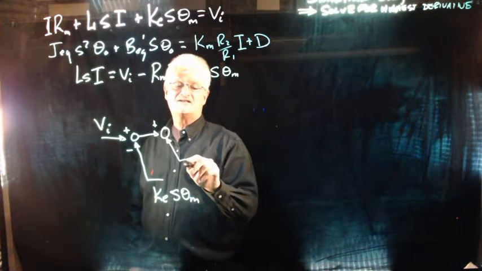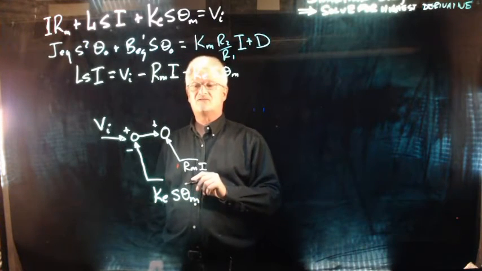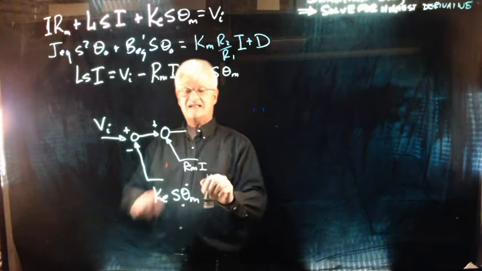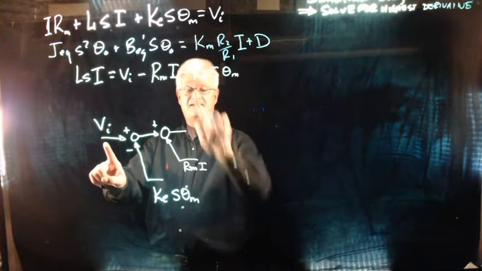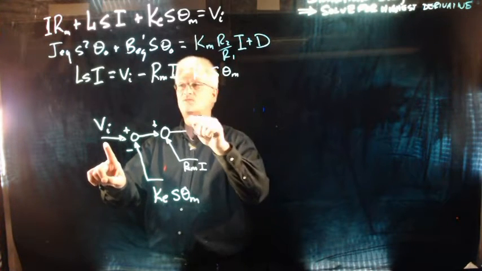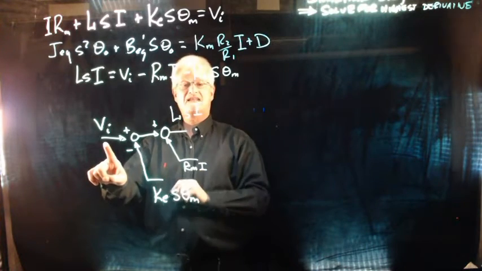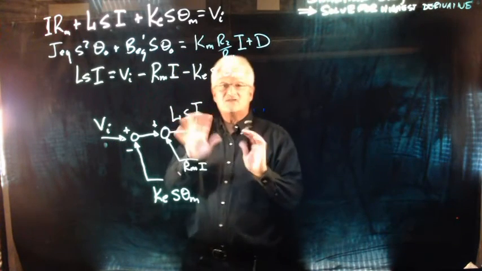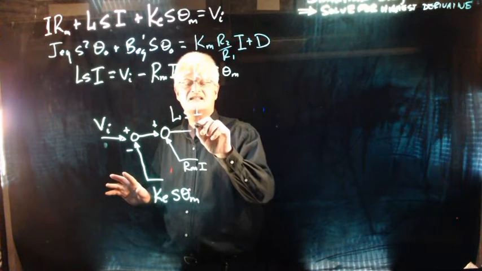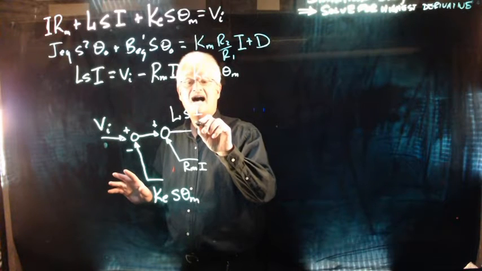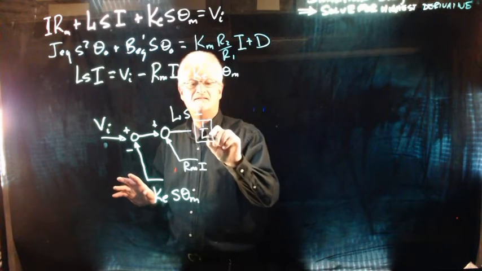So here, this is going to be Rm times I. If I take Vi, subtract Rm times I, and subtract Ke S theta, then what I get out of this is L, S, I. That's what the variable is. But I'm not interested in LSI, right? I am interested in I. And so what I'm going to do here is 1 over L.